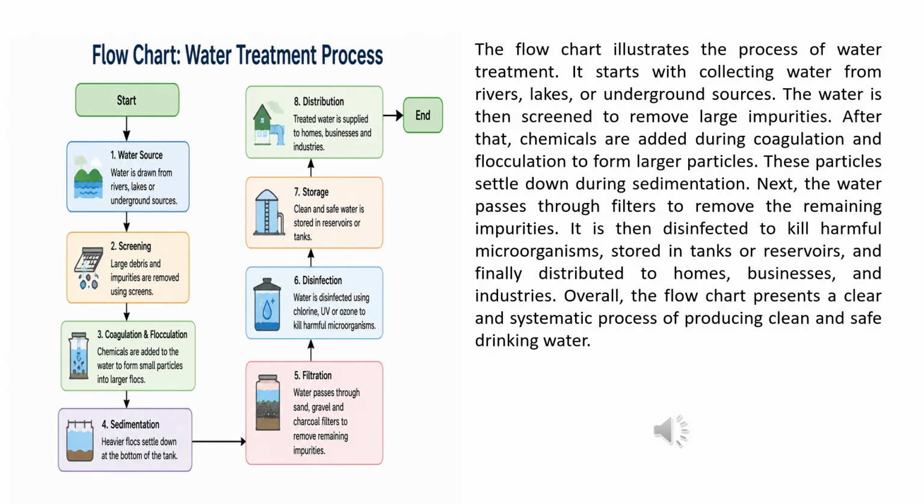Next, the water passes through filters to remove the remaining impurities. It is then disinfected to kill harmful microorganisms, stored in tanks or reservoirs, and finally distributed to homes, businesses, and industries. Overall, the flowchart presents a clear and systematic process of producing clean and safe drinking water.